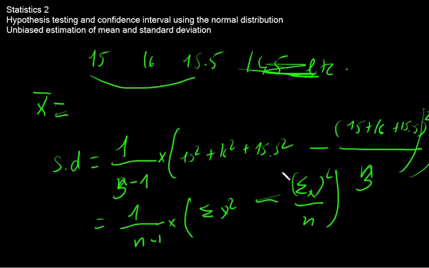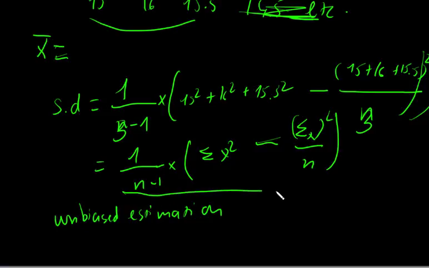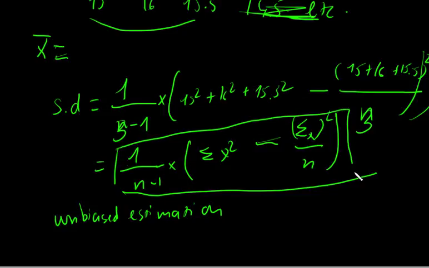And basically in a question where they give you a bunch of data and ask you to find the unbiased estimation, you will use this formula for the standard deviation, and furthermore you will use this standard deviation for further use in testing the hypothesis or using in the confidence interval. Remember the unbiased estimation.